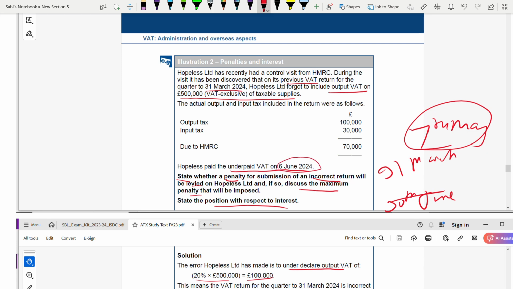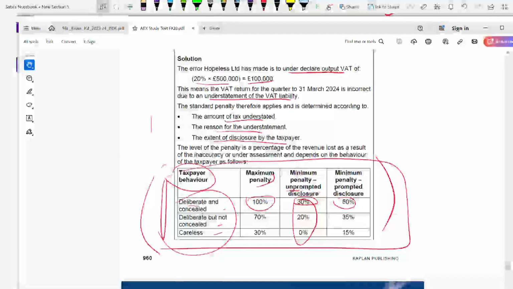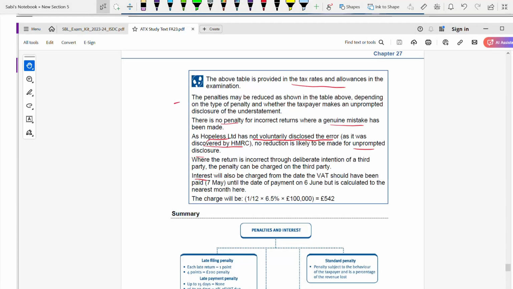But you have underpaid on 6th June. So from 7th May to 6th June you have to calculate how many days. It is 7th May until the date of payment, 6th June. You have to calculate that to the nearest month. So it's just 1 month, May and June. That's why 1 month, what is the percentage? 6.5, and on what? On the VAT, 600,000, not on 500, on VAT. So this will be your interest charge, 542.